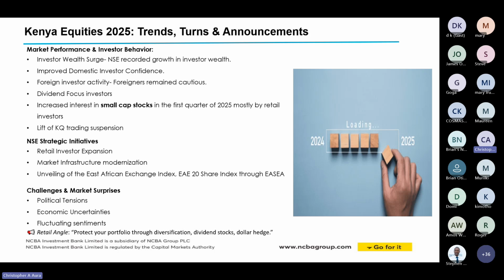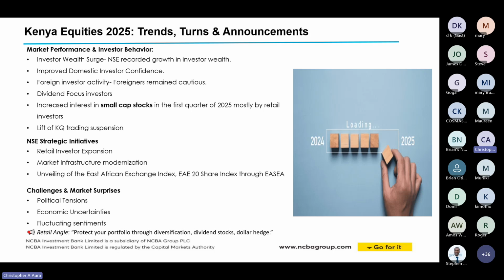So domestic investors are improved, but one thing remained constant is that foreign investors' activity was still an issue. Most of them were sellers. In 2024, they sold most of their stocks, despite the market being a top performer that year. So this is showing you they're still cautious about the Kenyan market.